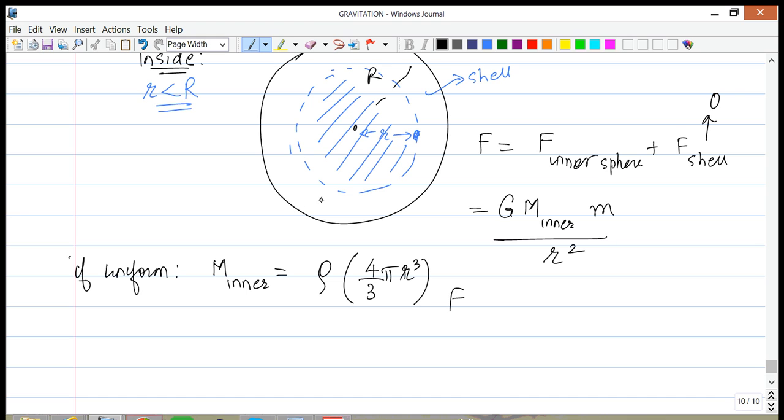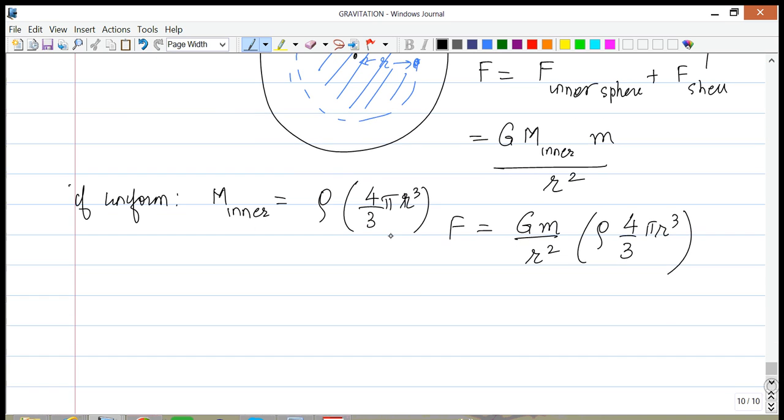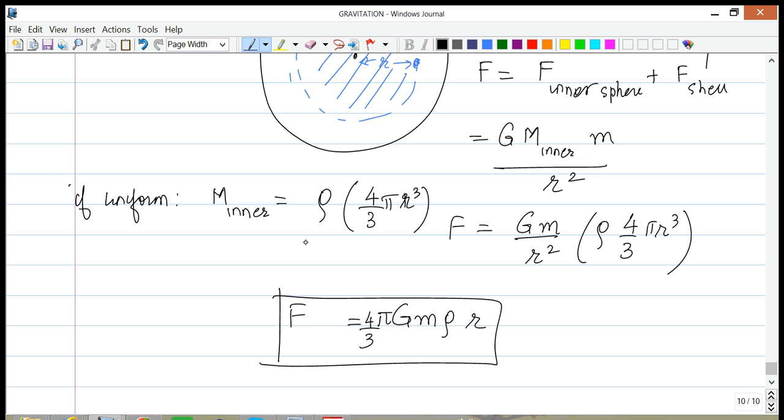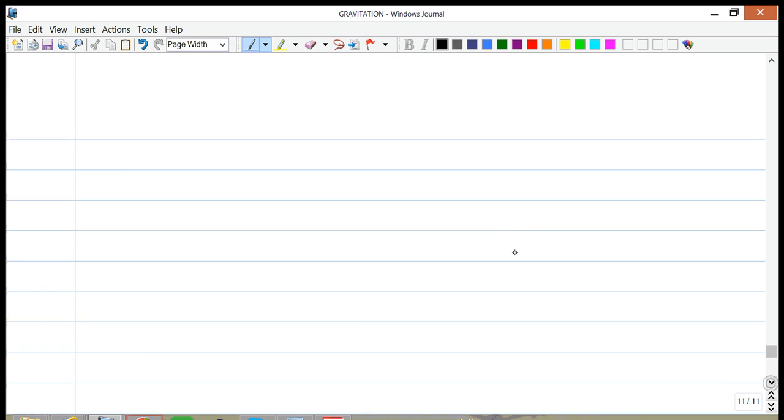So what we know is that the force is equal to G times lowercase m over r squared times the density of this solid times its volume. And when we simplify this, what we end up getting is 4 over 3 pi G m rho, multiplied by r. So we know that the force is dependent on the density of the solid, and instead of being inversely proportional to the distance, it is actually now linearly dependent on the distance.